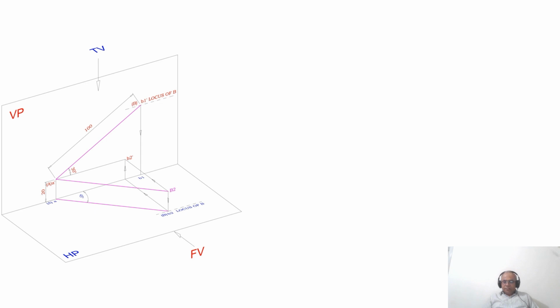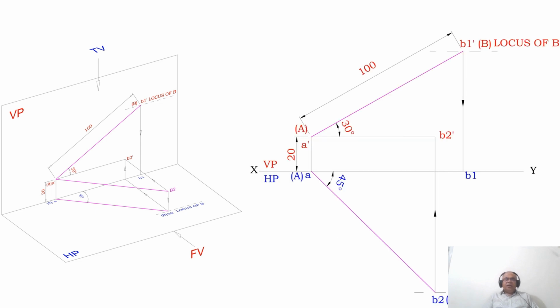Now, I need to write the orthographic view. How to write that? In the initial stage, we have the front view of the true length and we have the top view of the true length. Now what I need to do? I need to write the top view for the front view true length and I need to write the front view for the top view true length. Now first what I will do? I will consider the front view, that is A dash B1 dash.